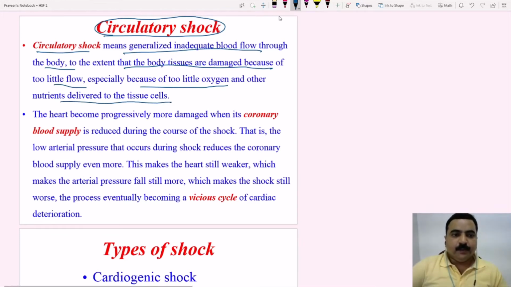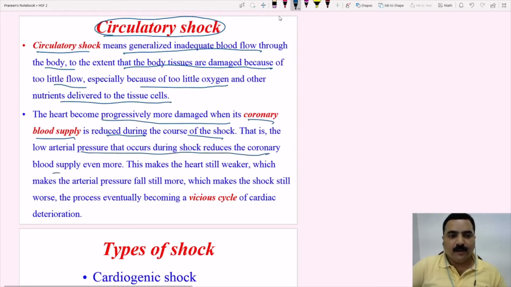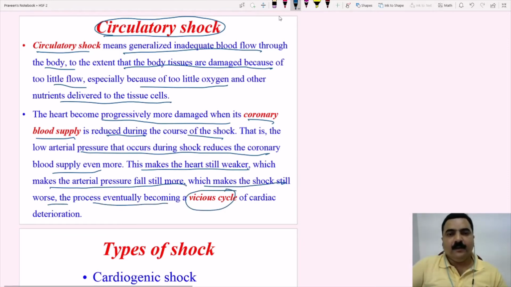The heart becomes progressively more damaged when its coronary blood supply is reduced during the course of the shock. The low arterial pressure that occurs during shock reduces the coronary blood supply even more. This makes the heart still weaker, which makes the arterial pressure fall still more, which makes the shock still worse. So the process eventually becomes a damaging vicious cycle.